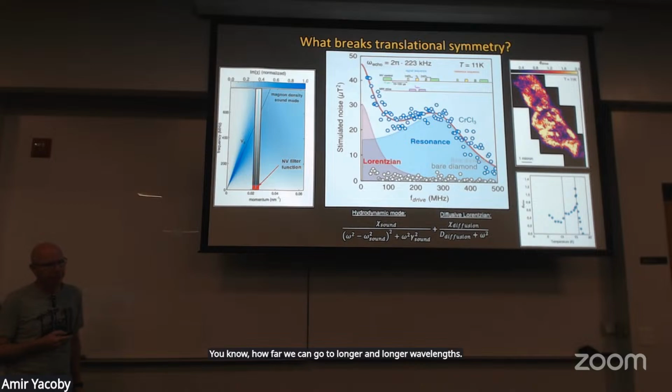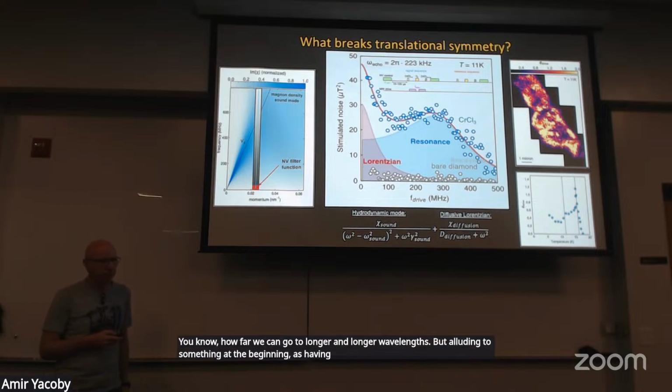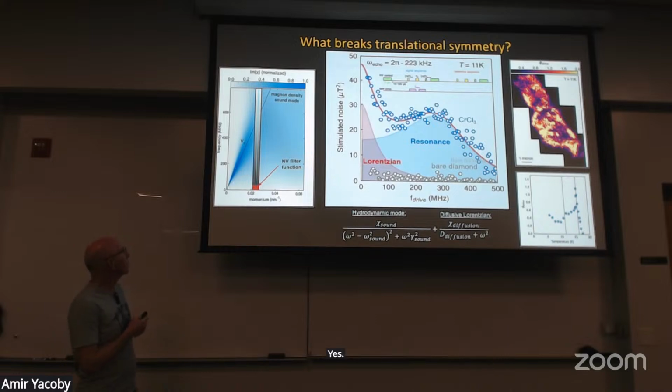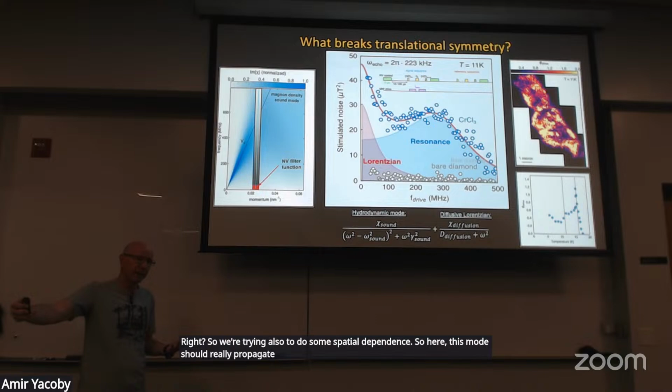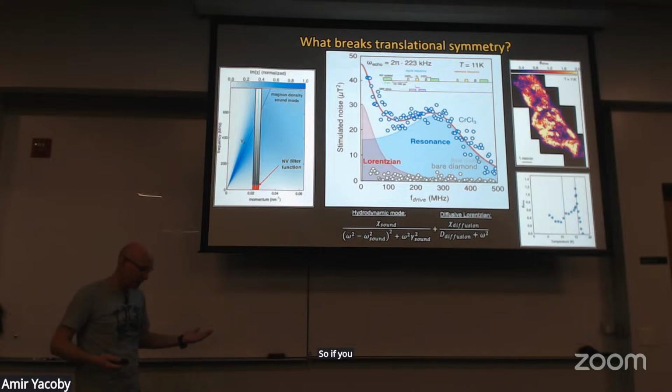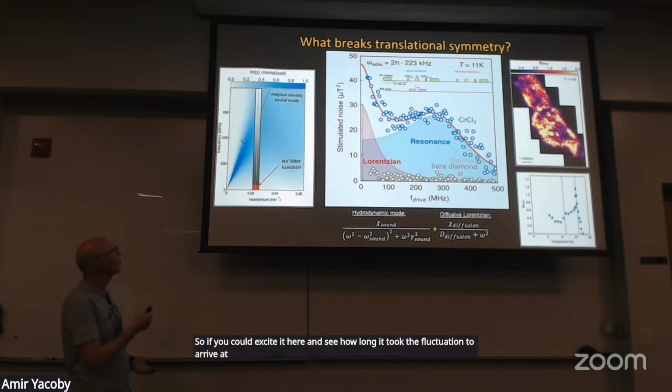But alluding to something at the beginning, as having multiple NVs, can you leverage that somehow? Yes, so the other thing you can try to do is basically launch, right? So we're trying also to do some spatial dependence. So here, this mode should really propagate over long distances. So if you could excite it here and see how long it took the fluctuation to arrive at a different point, you should also be able to extract the velocity, for example. Yeah.